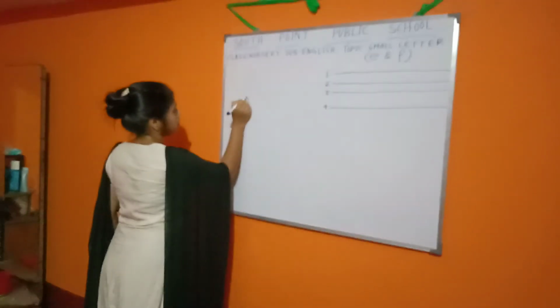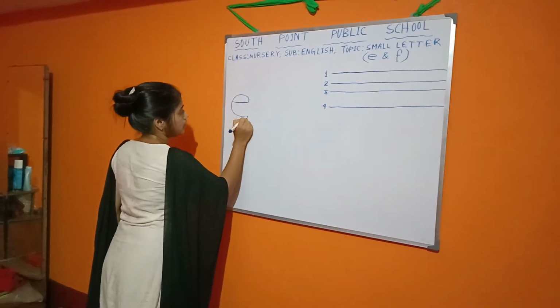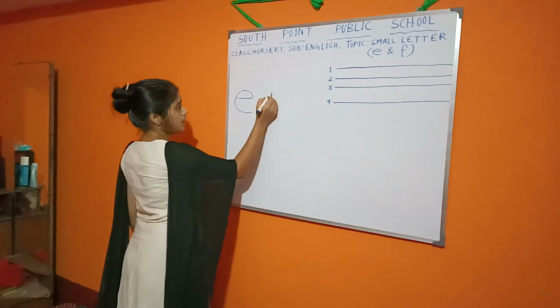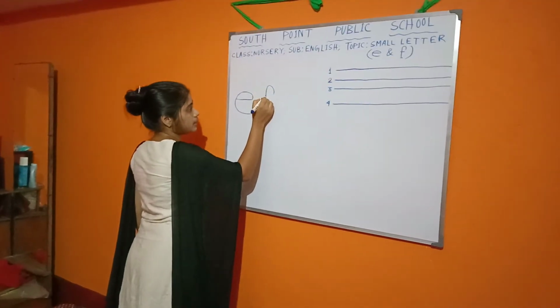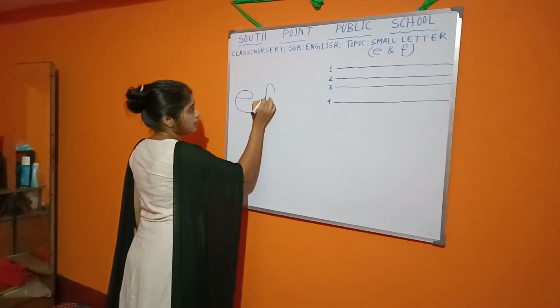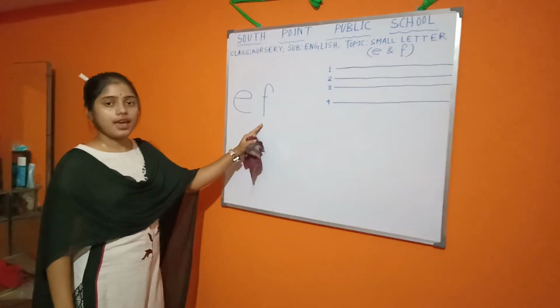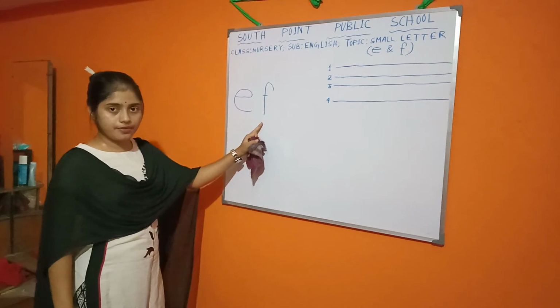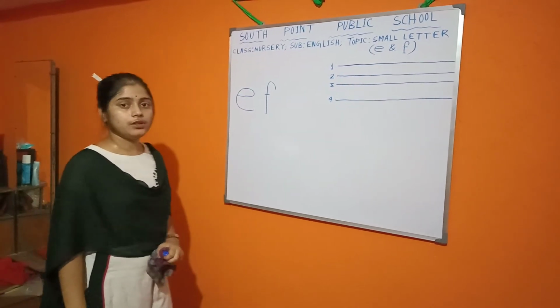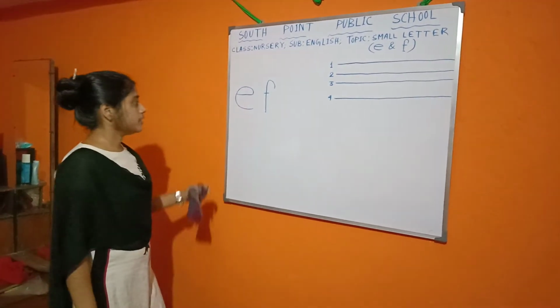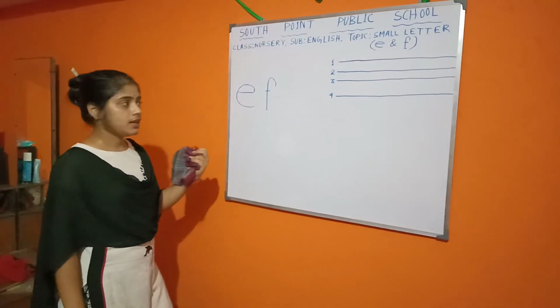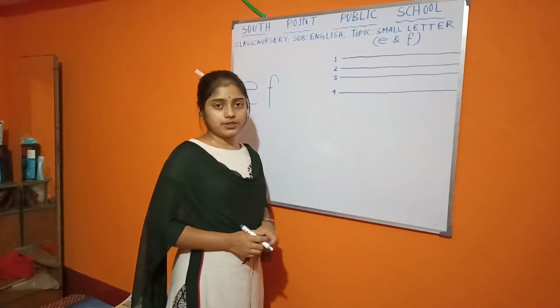Students, so this is E and it's F. E, F. Now I will tell you how we can write these letters in our 4 rule page. Okay?